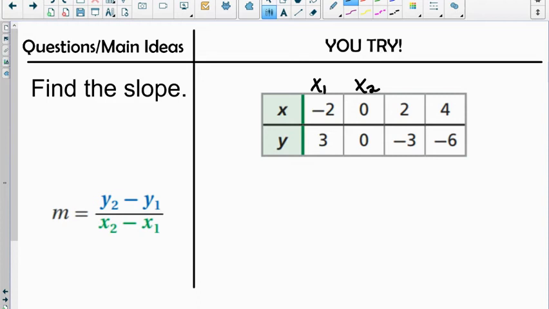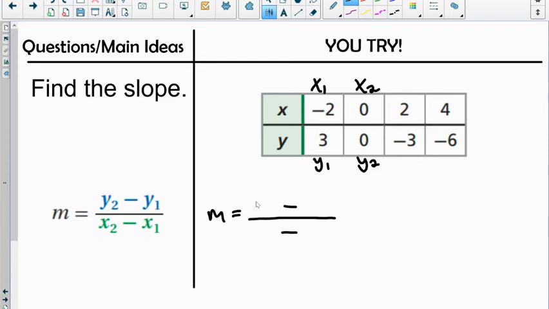What would we label y sub 1? Our first y-coordinate would be 3. And what would we label y sub 2? Our second y-coordinate is 0. So let's apply our slope formula by substituting in our values.